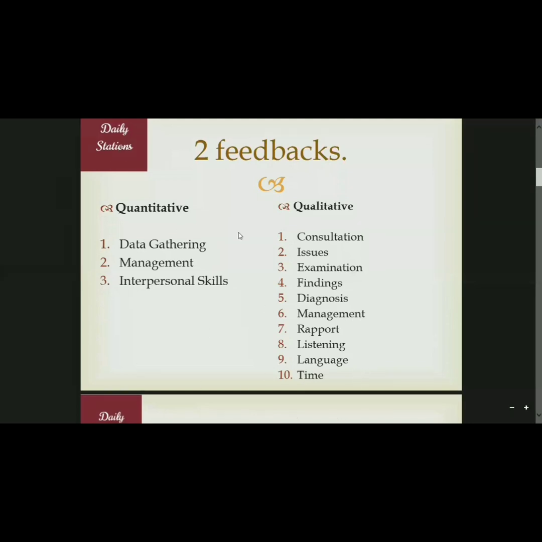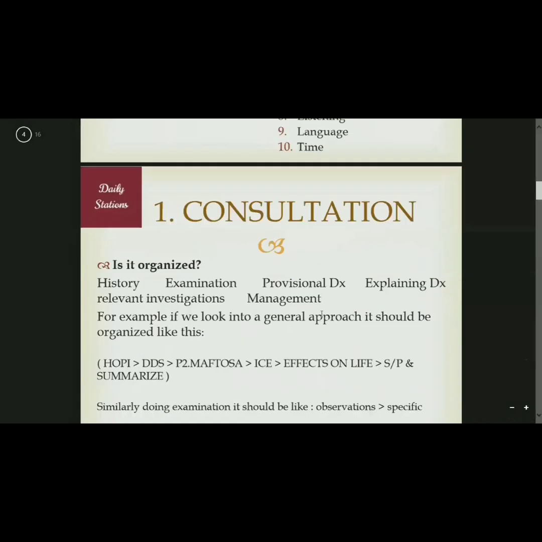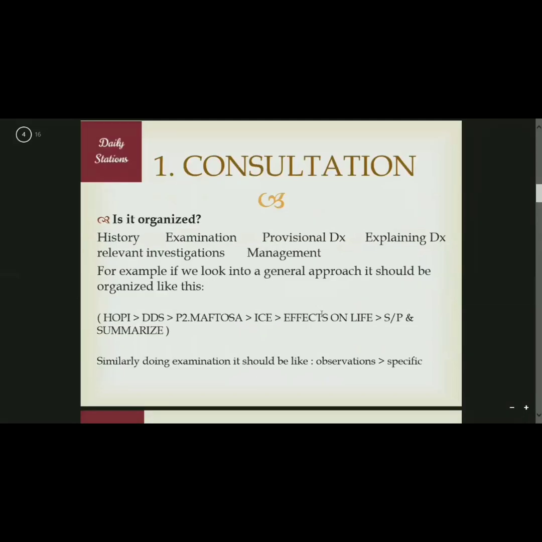Most of the people know about this thing that we have 3 domains, but they do not focus on these qualitative criteria. There are 10 criteria. They somehow fit in the quantitative feedback, but you have to know it individually, what is expected from you. It's very important. First is the consultation. What it means is, are you organized or not? By that, it means that, first of all, you'll take history, and then you'll do the examination, then you'll give provisional diagnosis. Then you'll explain the diagnosis, the relevant investigations, and the management.